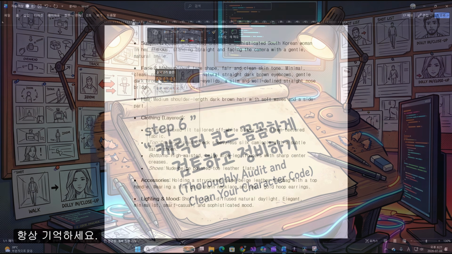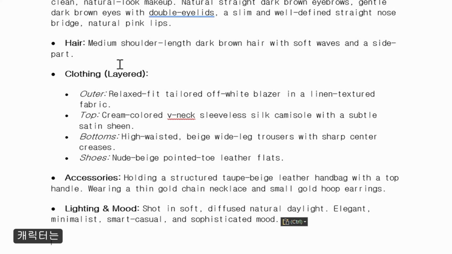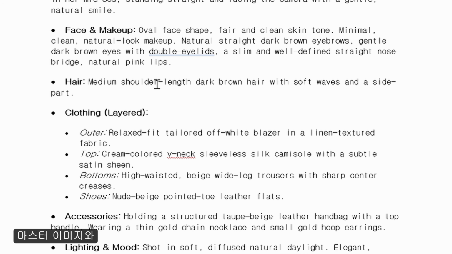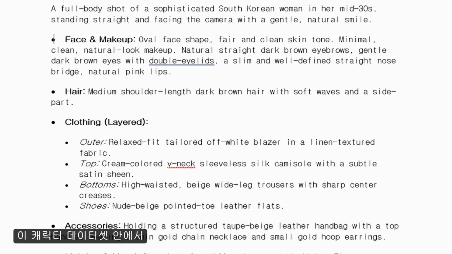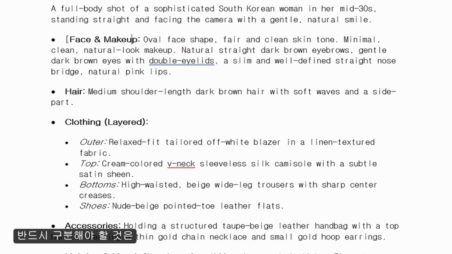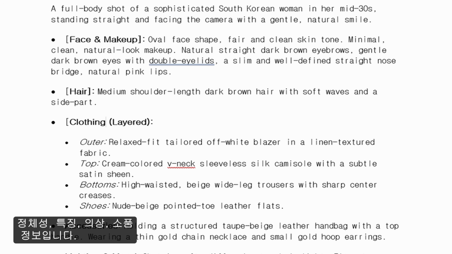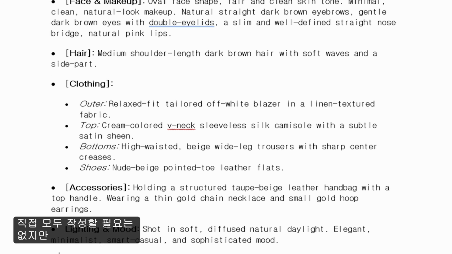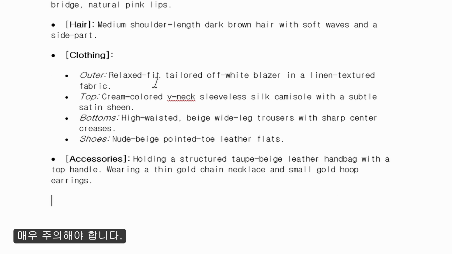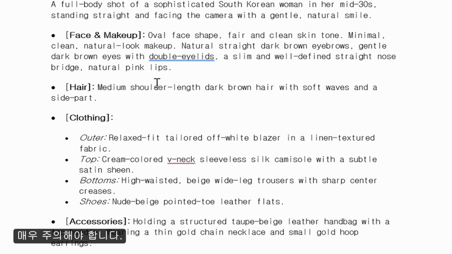Always remember, your characters must be managed as a tied pair, consisting of both the master image and its matching configuration code. Within this character dataset, you need to clearly separate the key parameters: identity, features, clothing, and props. While you won't have to write this syntax from scratch, since Gemini handles most of the coding heavy lifting, you have to be incredibly careful here.